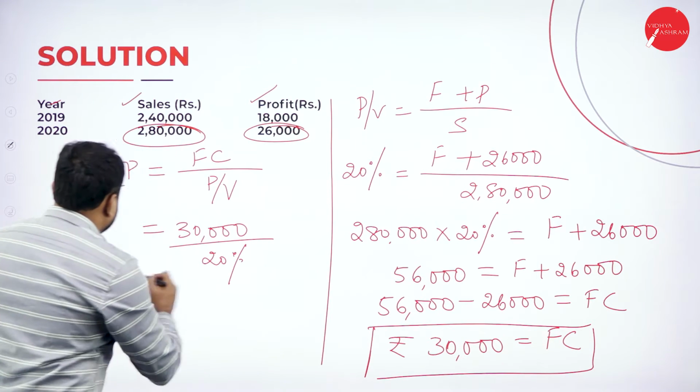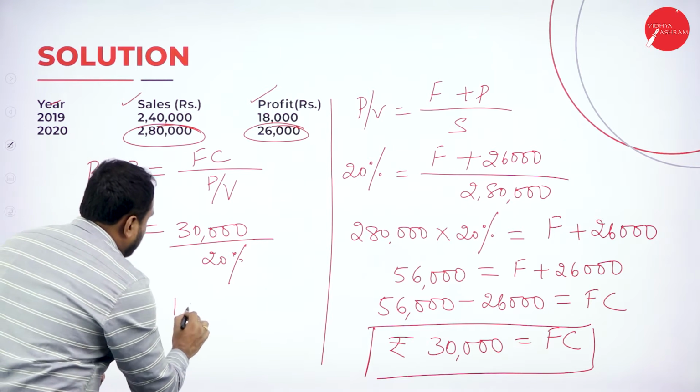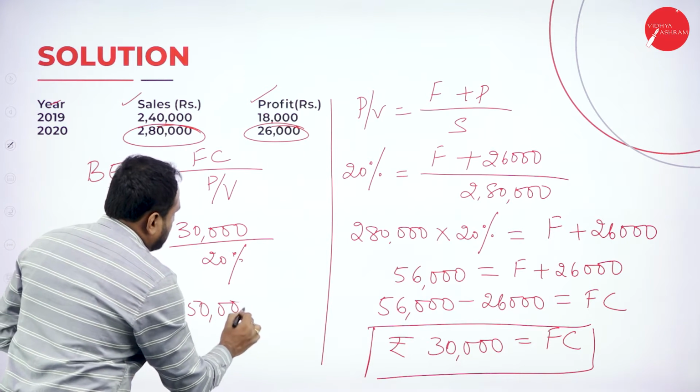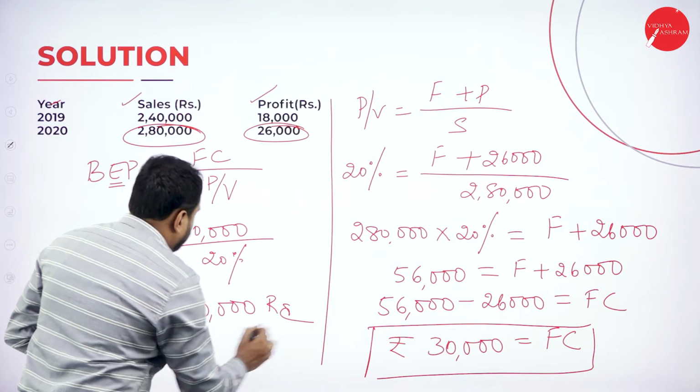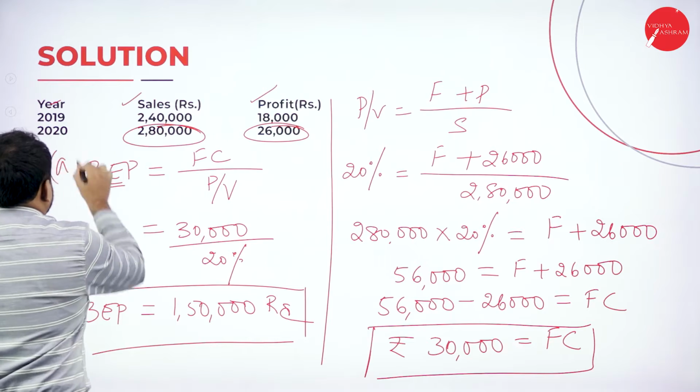So it is how much? Your BEP is 1,50,000 rupees. I'm done with it, and denote this as A.